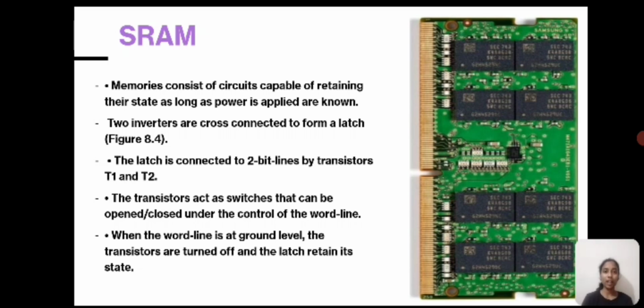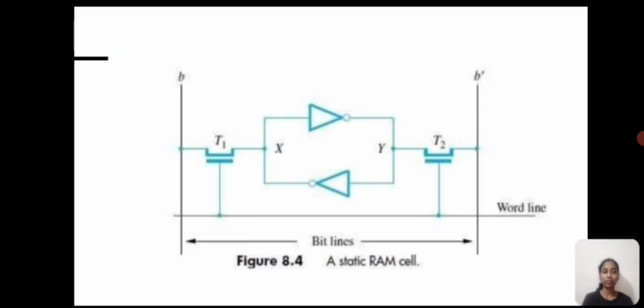SRAM, Static Random Access Memory. Memories consist of circuits capable of retaining their states as long as power is applied, known as static memories. Two inverters are cross connected to form a latch as shown in figure 8.4. This is the figure of a static RAM cell.